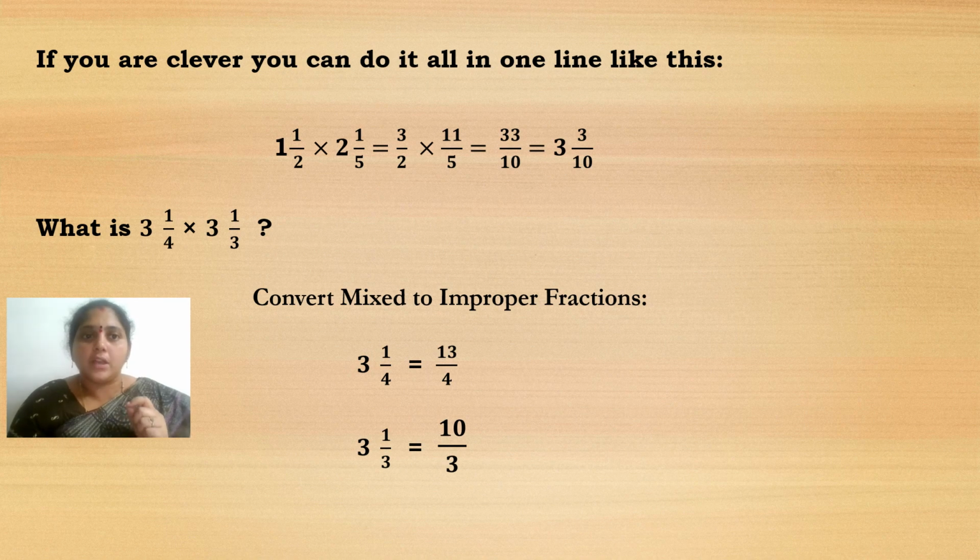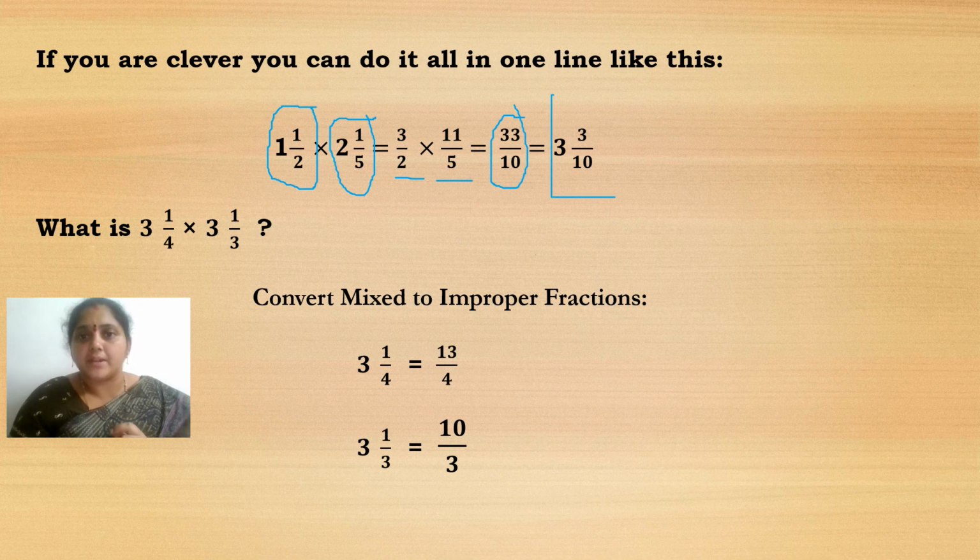Now, if you are clever, you can do it all in one line like this. If you are very sharp, you can do it directly in one line. That is, 1 1/2 you can write directly 3/2. 2 1/5 you can directly write 11/5. Multiply numerators and denominators, convert into mixed fraction. Simple. This is how we are going to do.